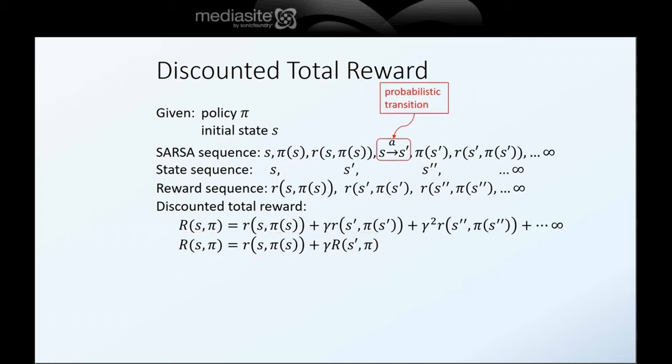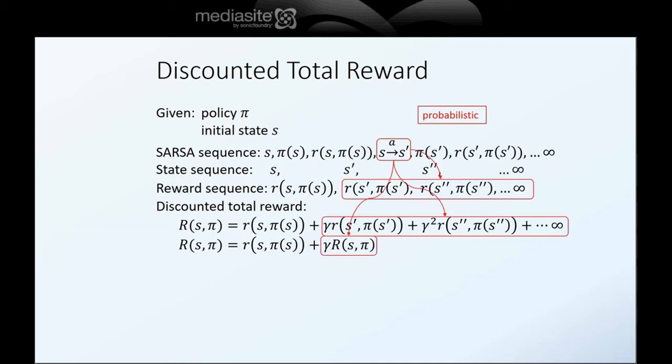Now we must note that this S, A, S prime is a probabilistic transition. Also note that this A, I have written A, but this is simply pi of S, where pi is the policy. This transition is probabilistic, which automatically makes everything in the future, all the quantities, also probabilistic. So there is an element of uncertainty associated with everything that's beyond this current time step.